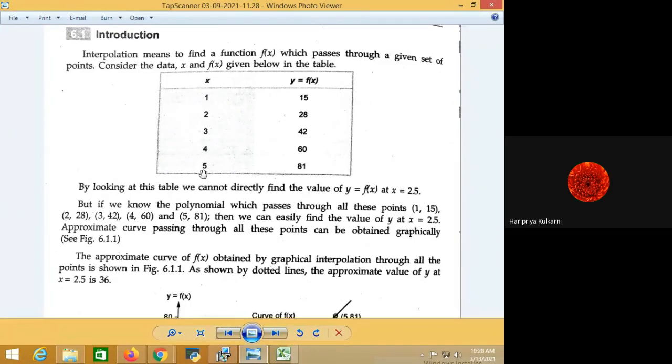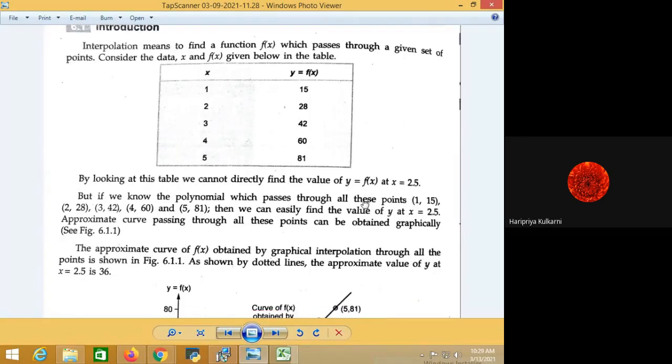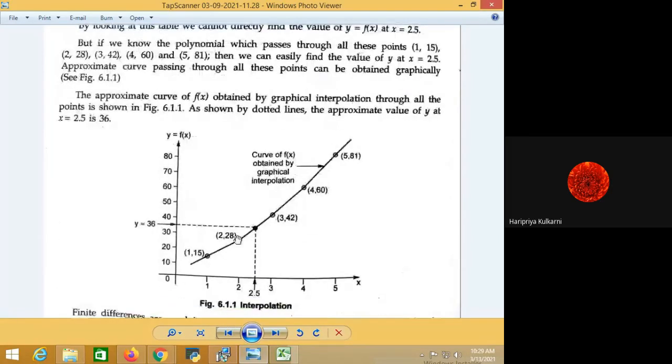Say 1 to 5 we know, we can find the value at 2.5, at 3.5, at 4.5, or any other point also. Okay, so this is what interpolation is. Suppose we have plotted this function graphically, then it is like this. Okay, at 1 it was 15, at 2 it was 28. So data points are known to us. Graphically we can plot it.